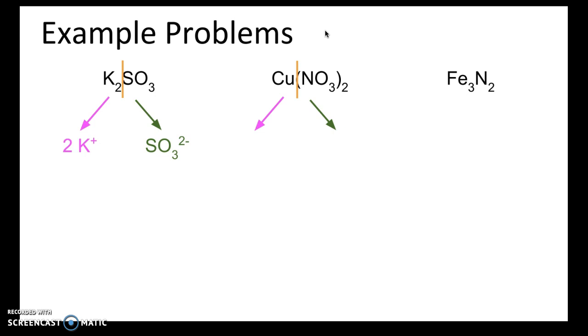For copper, there's only one of them, but copper is a transition metal, so we don't know the charge. So I'm just going to put a question mark here currently, and then we'll change that later once I know the charge. The polyatomic ion is nitrate, and there are two of them.